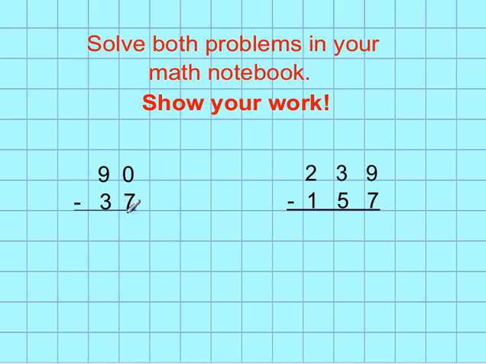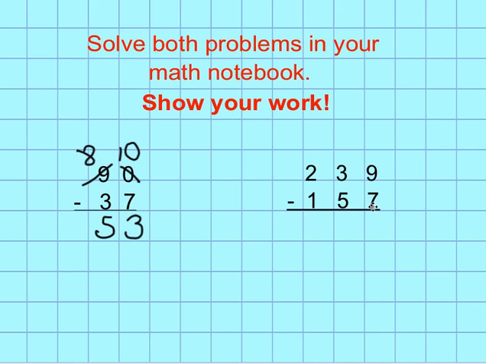So 0 subtract 7, you can't do it, so I'm going to go next door. I'm going to borrow 10. I'm going to bring 10 over. I have 10 subtract 7, that works, and 8 subtract 3, we're good. So I can come up with an answer of 53. Hopefully you did that as well. Let's look at the other problem.